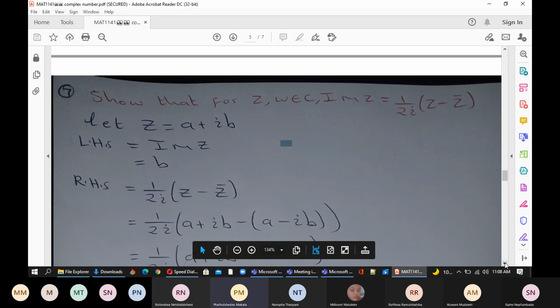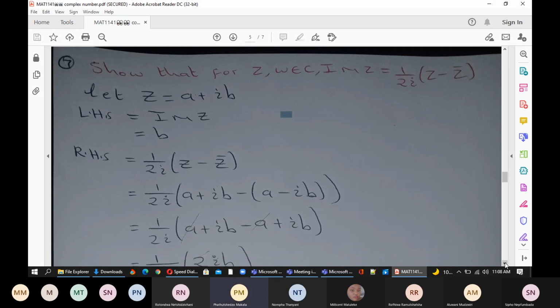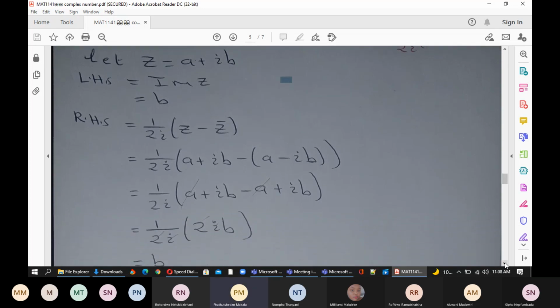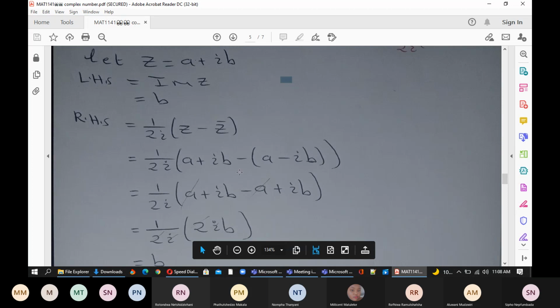So now we remove the brackets. The inside brackets we remove. It means we are going to have what? We are going to have negative times a is negative a. Negative times negative ib is positive ib.